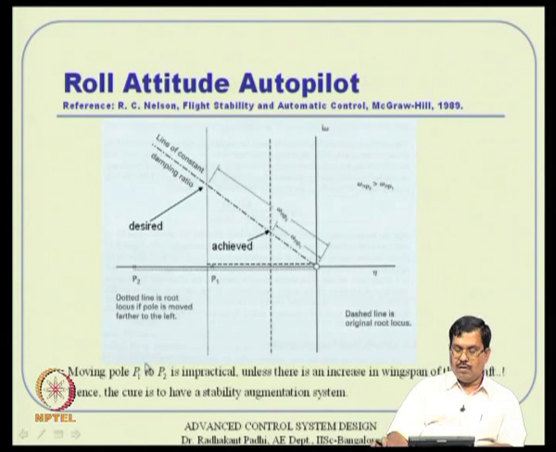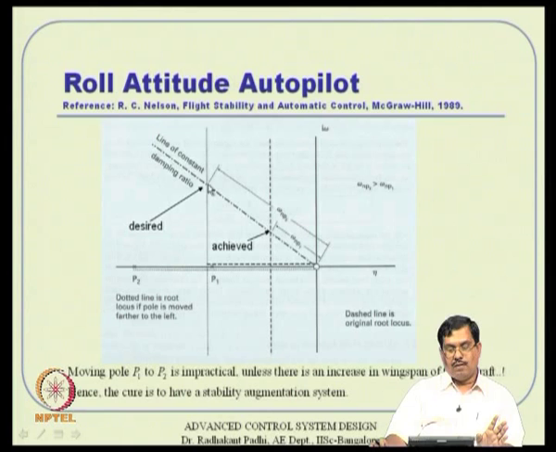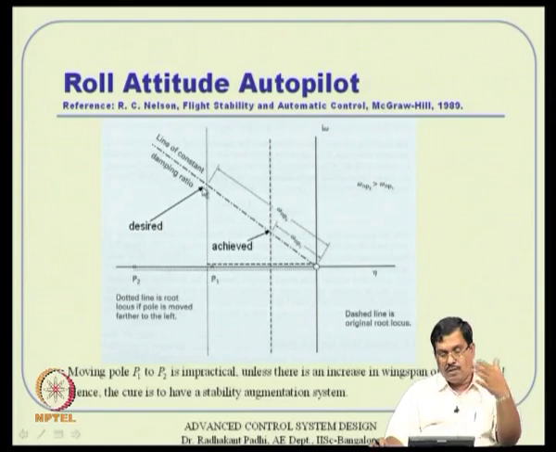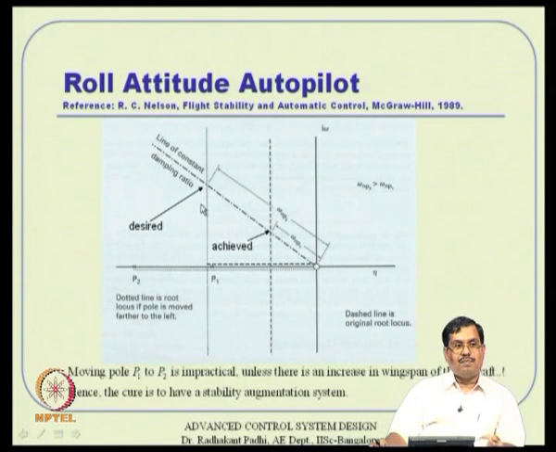And hence, the cure is to have a stability augmentation system. So, we augment the stability so that we get the omega n that we require. Ultimately, the closed loop root locus has to pass through this point, or otherwise there is no hope at all. This point gives us the values of zeta and omega n both. So, the root locus of the closed loop plant has to pass through that anyway. So, that way it has to be decided.